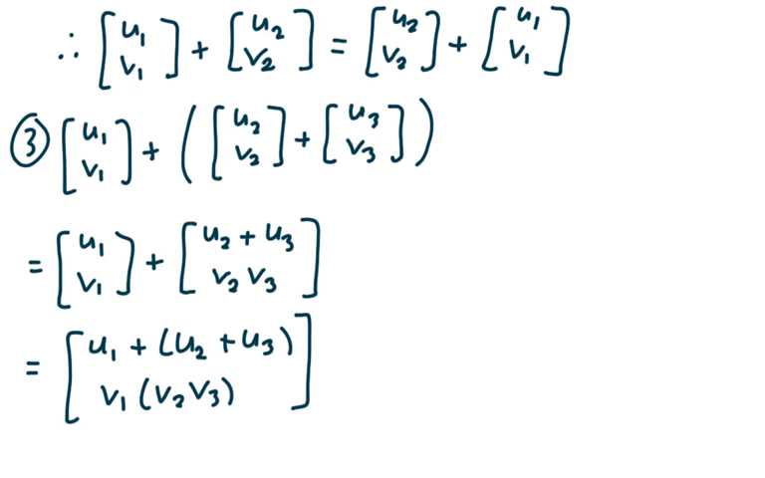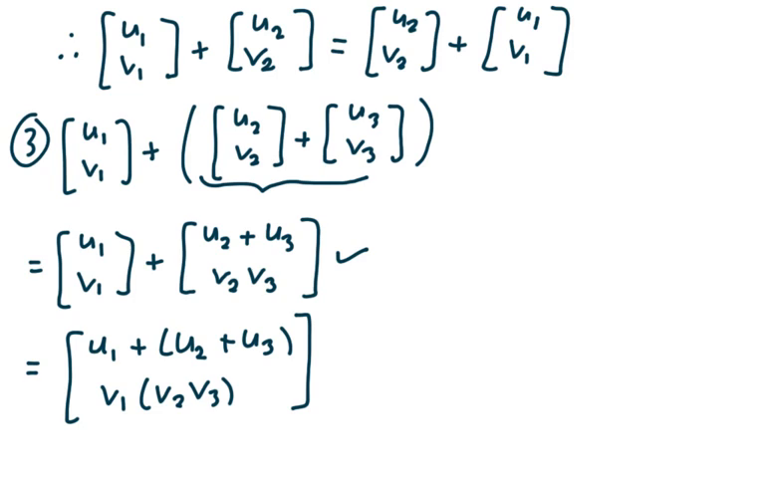Now we're going to show the associative property. So what we're going to do is take column vector (u1, v1) and add it to the quantity, in parentheses, column vector (u2, v2) plus column vector (u3, v3). Now, we've got to take care of the parentheses first. So in the second line here, we get column vector (u1, v1) plus column vector (u2 plus u3, v2 v3).